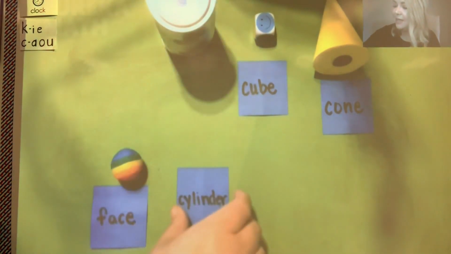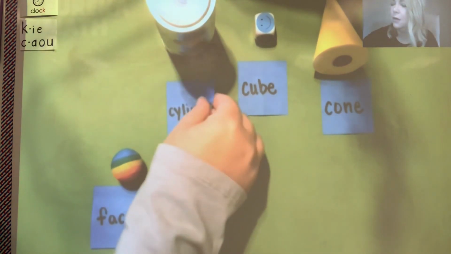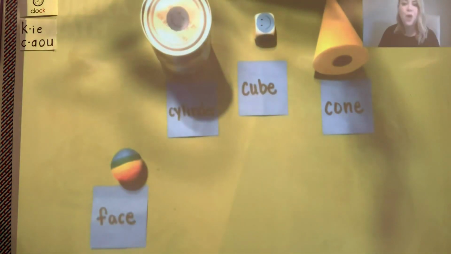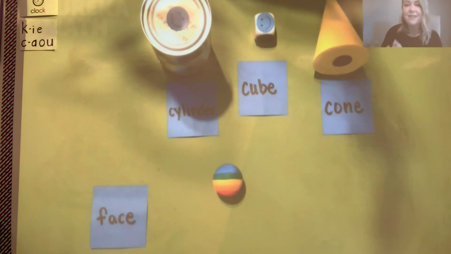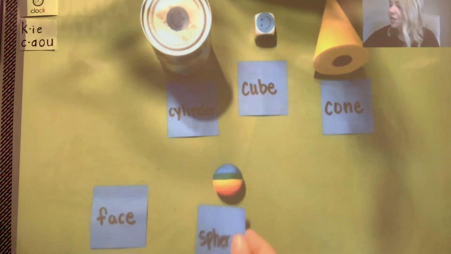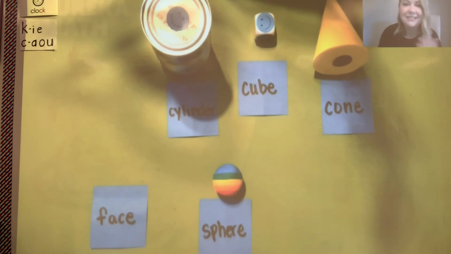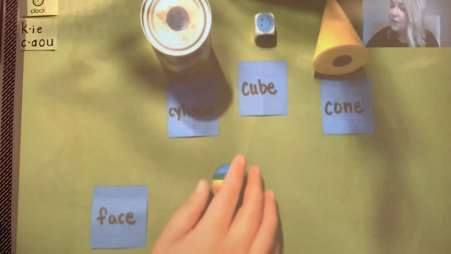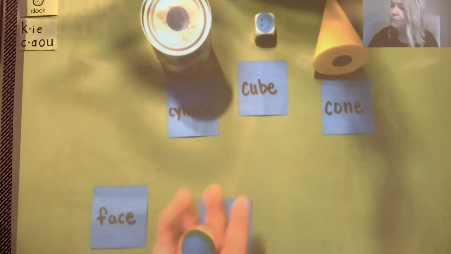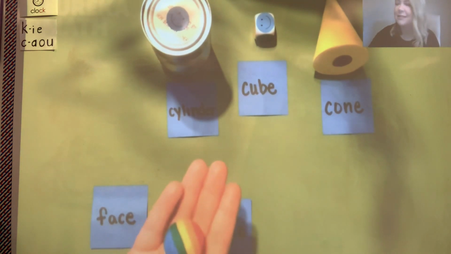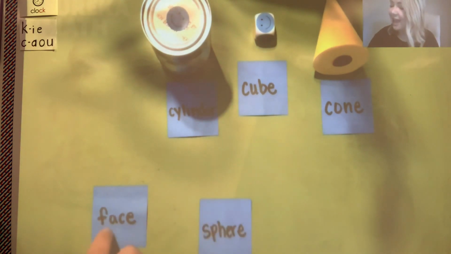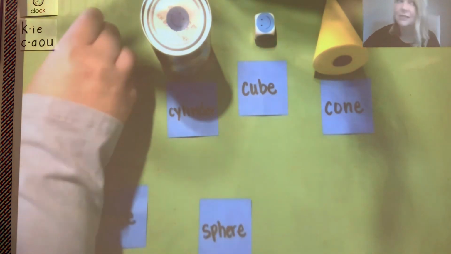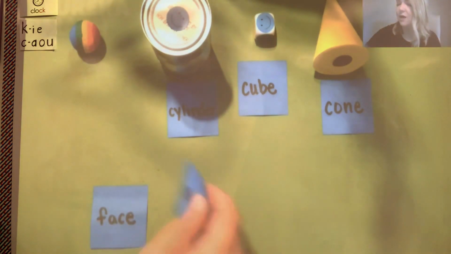So let's put our cylinder right there. We have one more shape left. This solid shape is called a sphere. Say that with me. Sphere. Good job. Does this sphere have any faces? Does it have any flat parts to it? No, it does not have a face. So we don't need to use our smiley face stickers for our sphere.